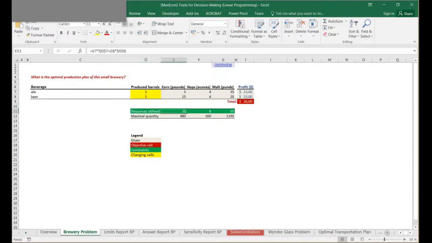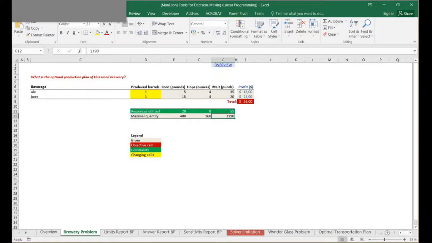And here you see the amount of resources we used. So we have 1 barrel of ale and 1 barrel of beer. So we use 5 plus 15 pounds, so we use 20 pounds of corn. We use 8 ounces of hops, and we use 55 pounds of malt. Here you just have the numbers. So I have 480 pounds. This is the constraint. 160 ounces of hops and 1,990.